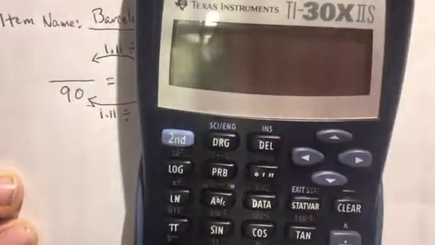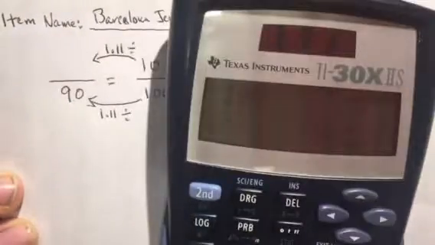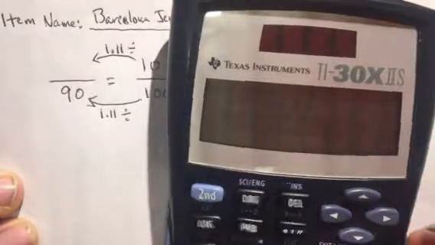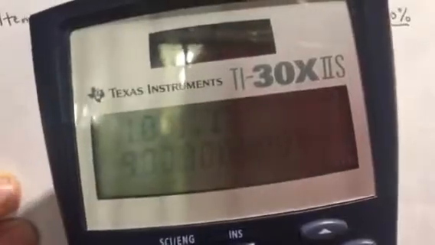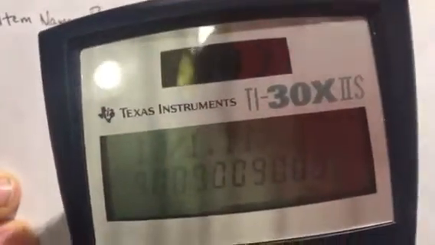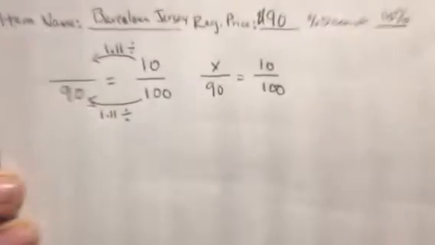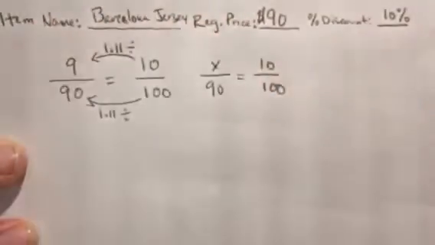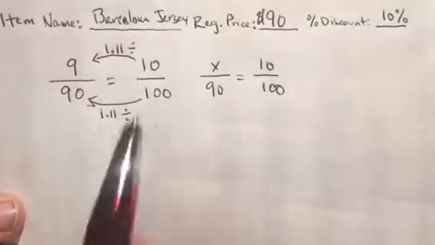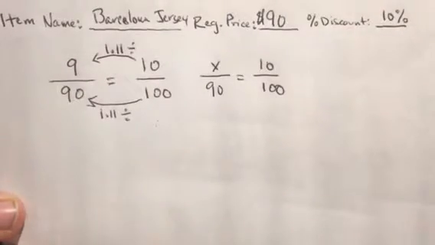So I'm going to do 10 divided by 1.11, and I get 9.009, and so since it's 9.00, I can just round that to the whole number 9. So I get $9. So I determined that 10% of 90 is 9.